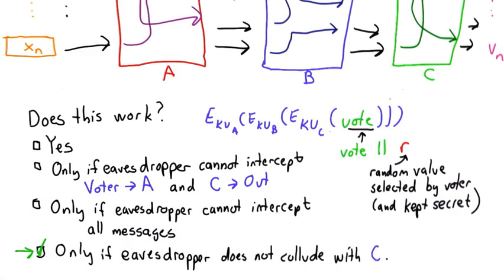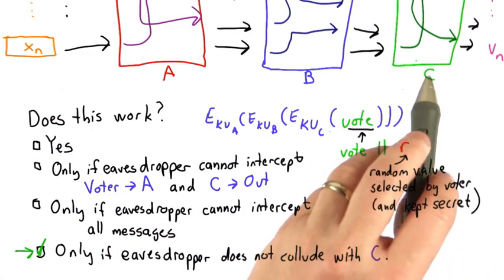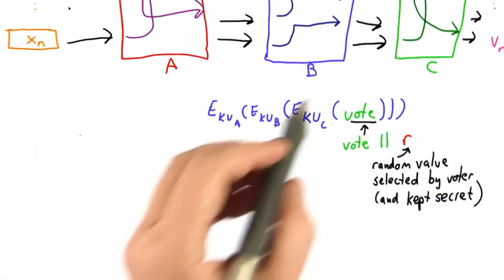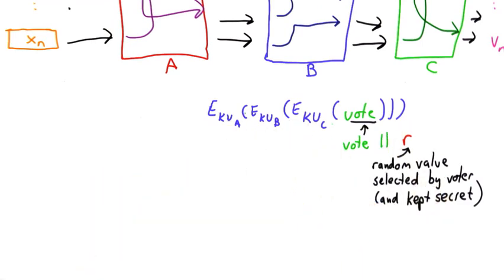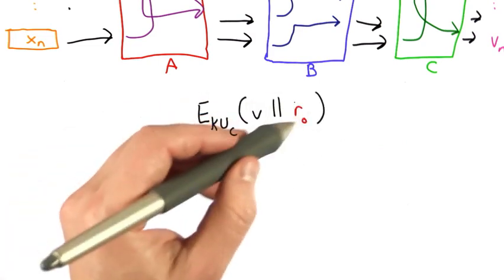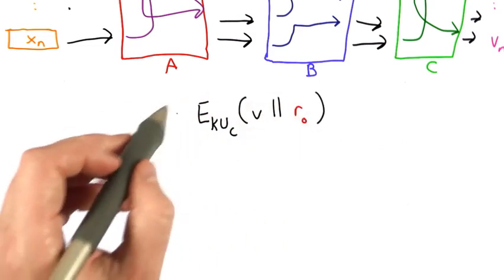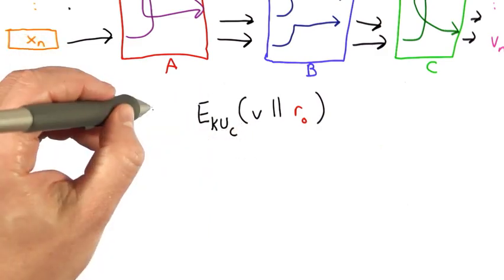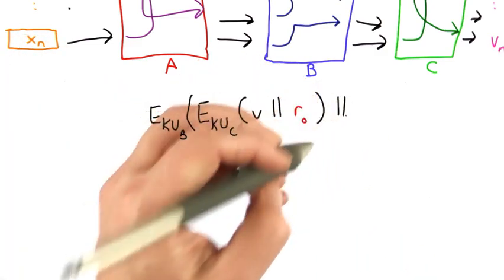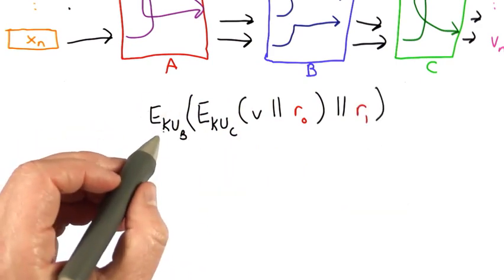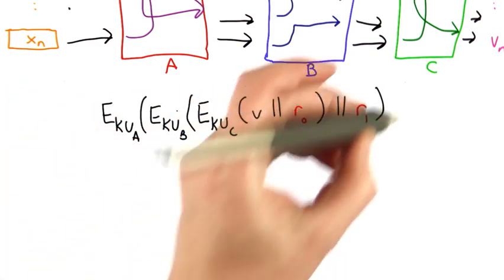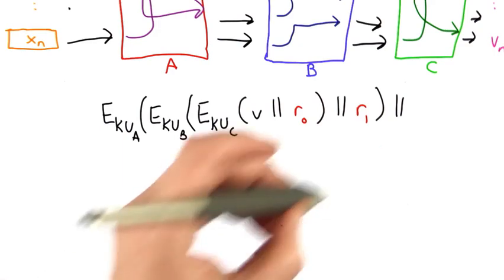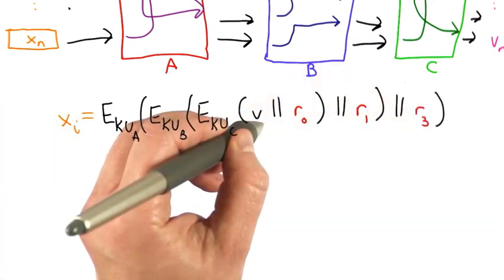So this solution doesn't work, at least not if our threat model includes an eavesdropper colluding with party C, or C having the ability to eavesdrop on this link. So this isn't good enough, but we can carry that solution through and add random nonces to each of these layers. So that's what we're going to do. The inner message will be the vote concatenated with a random nonce, encrypted with C's public key. The next layer will be that message concatenated with a new nonce and encrypted with B's public key. And the outer layer will be encrypted with A's public key, will be this message concatenated with the third nonce. So this is the message the voter sends with that voter's vote.